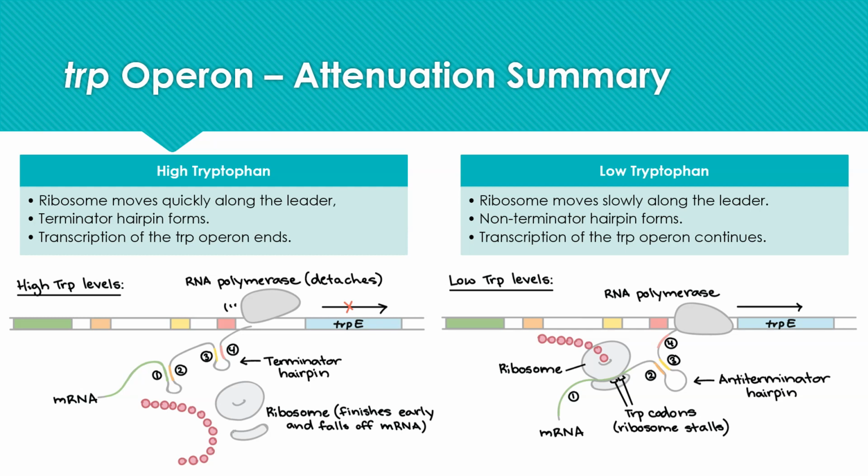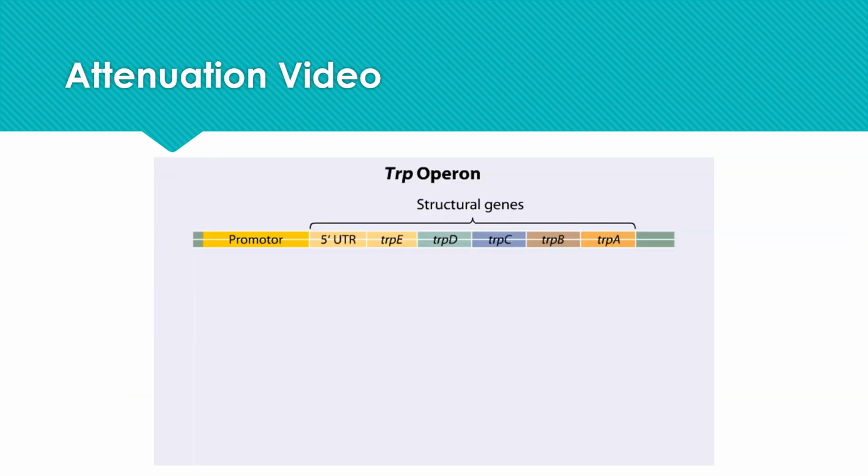So it's a little bit of a tricky one to get your head around, but just understand that when you have high tryptophan, the ribosome moves quickly, you end up with terminator hairpins that cause transcription and translation of the operon to stop. On the other hand, if you have low tryptophan, the ribosome moves more slowly, you have a non-terminator hairpin forming, and transcription and translation are able to continue. That is sort of the key that you need to take away when it comes to attenuation here. To give you a bit more of an understanding, we'll watch a video. So we've got a video here on attenuation, and hopefully we're able to show you what is happening in action.